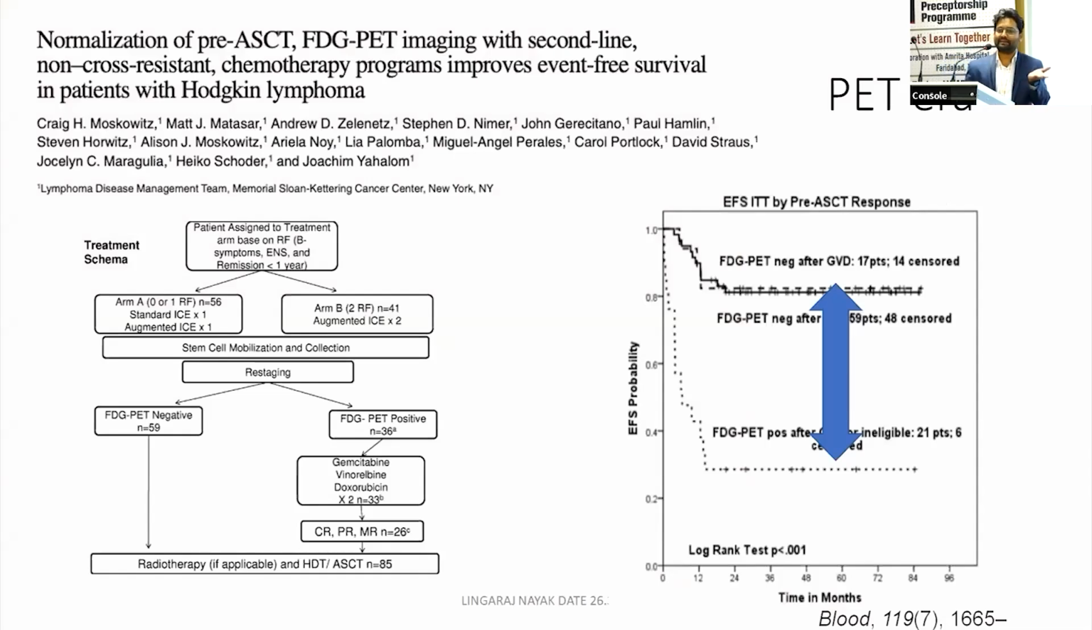So things changed when PET came in Hodgkin. When PET data came, things changed very rapidly in Hodgkin's lymphoma. This is the first data from the MSKCC group, from Craig Moskowitz. You can see that for those who are PET negative, the outcome is 60 to 70% versus 30%, even after 2 lines of salvage. You can see this as prospective data. If patients are refractory to ICE, they get GDP. But if they're PET negative and you do a transplant, their outcome is 70%, which is unlike in DLBCL. We will not get this kind of data in DLBCL.